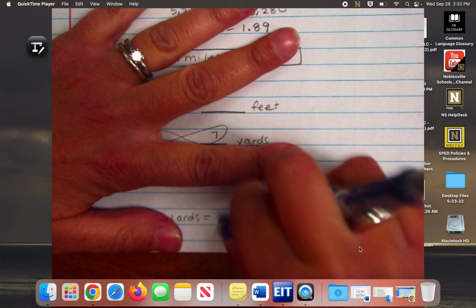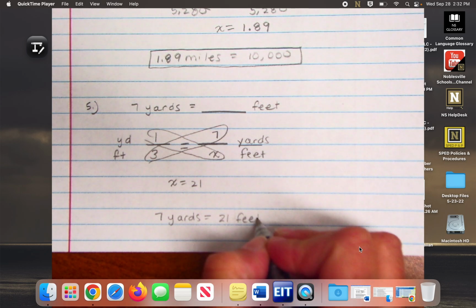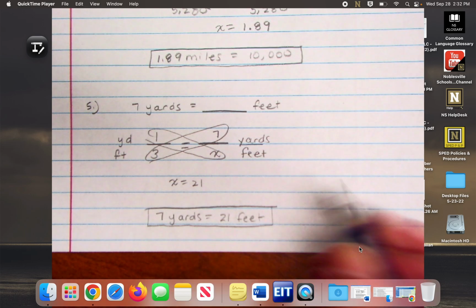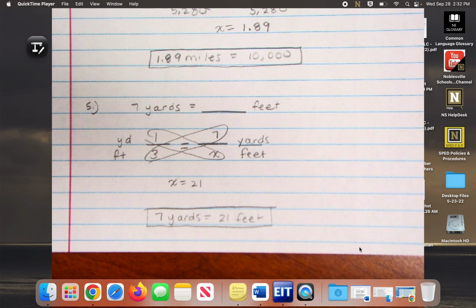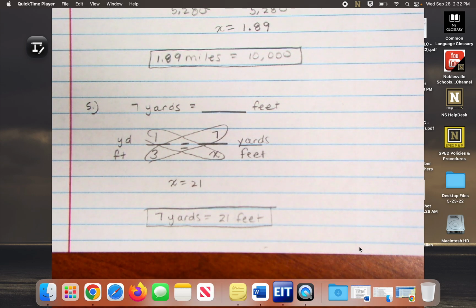Mario, is yours done? Do you have all the steps written out? 7 times 3, 3 feet in 1 yard. But I just need you to do the proportion for me, please, so you know how to do proportions for tomorrow. Yeah, it's 21. It's 21.